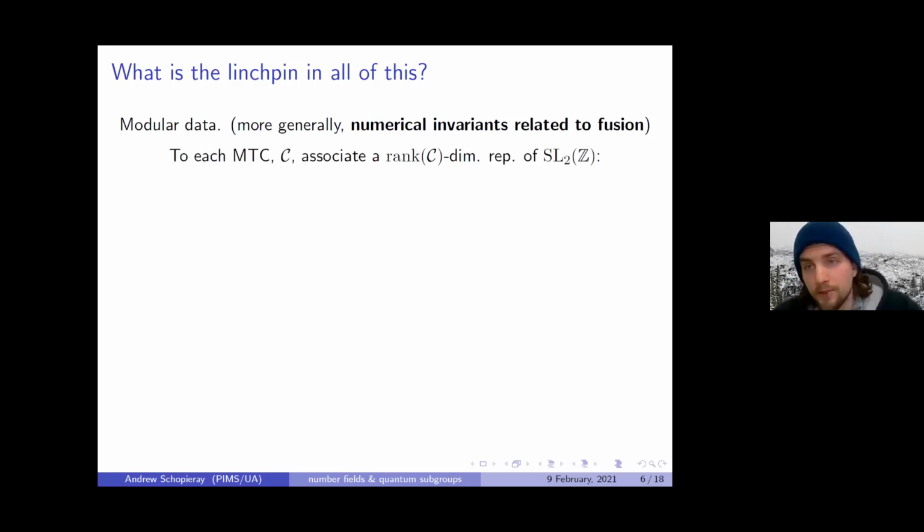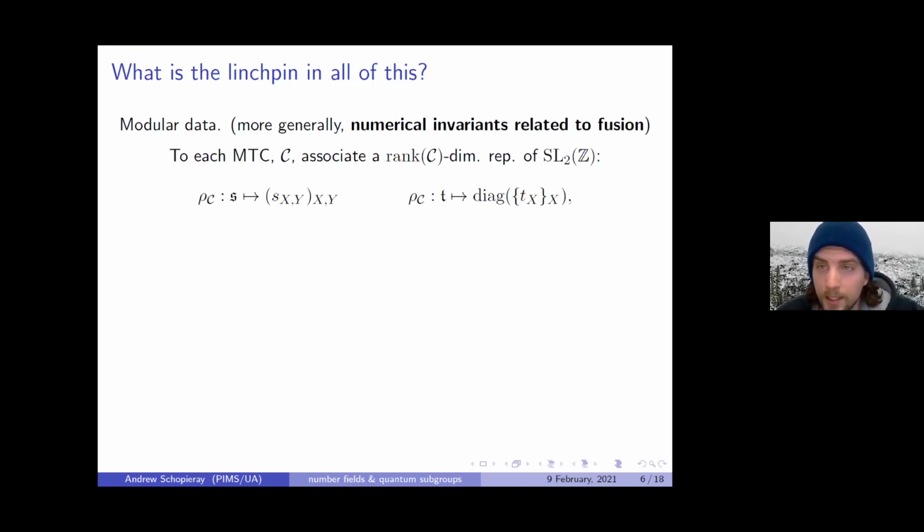So just a very rough outline. This modular data comes from the fact that if I have a modular tensor category, I can associate to it a representation of SL2Z, this modular group. And the size of that representation is exactly the rank of the category. So the number of isomorphism classes of simple objects.